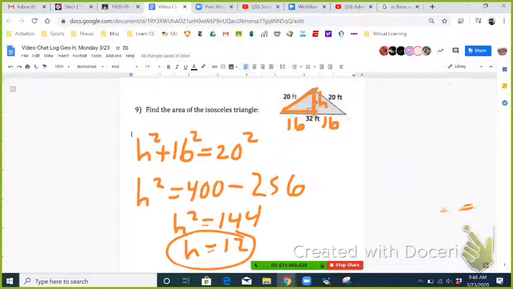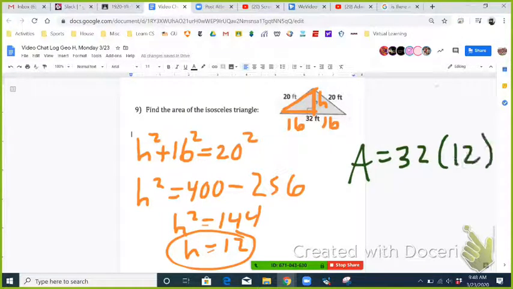Alright, so now we know that the height is 12, so our area is going to be the base, which is 32, so make sure you use the whole base, times the height, which is 12, and then divide by 2. If you do that on your calculator, you get 192 as the area, and the units would be square feet.